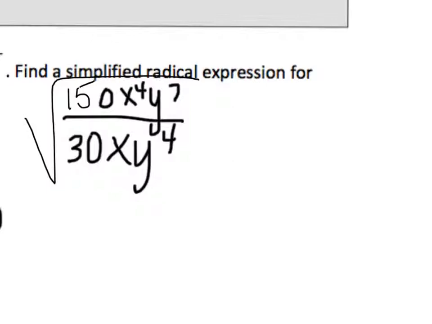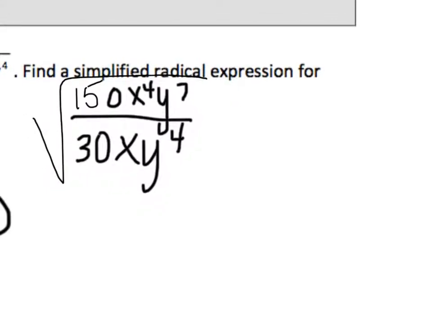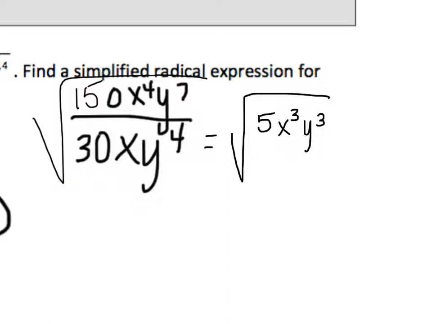150 divided by 30 is 5. So remember, you still have the square root. And then you've got x to the 4th and x on the bottom, so it'll be x to the 3rd on top. And then you've got y to the 7th, y to the 4th, so it'll be y to the 3rd on top because the exponent is larger. So now I've just got a square root in the numerator, which is great.